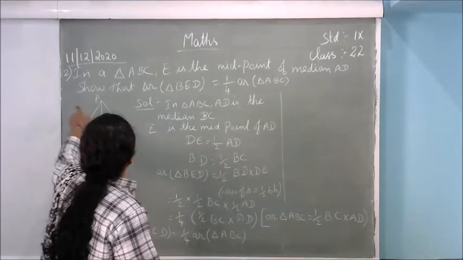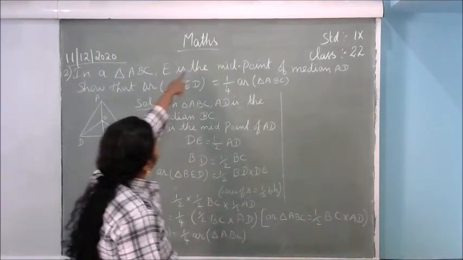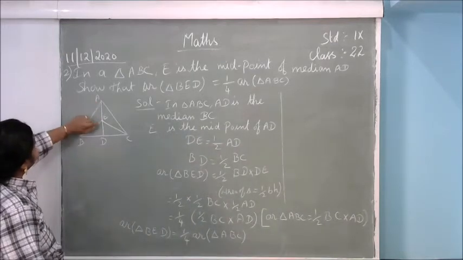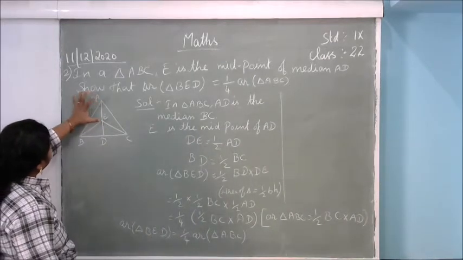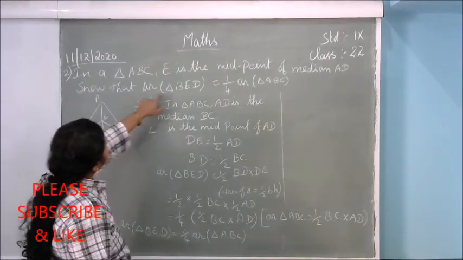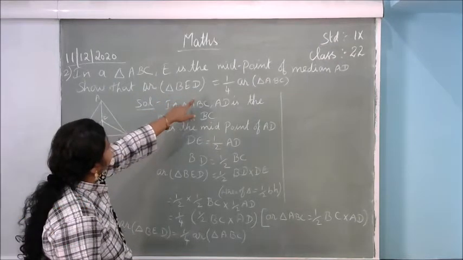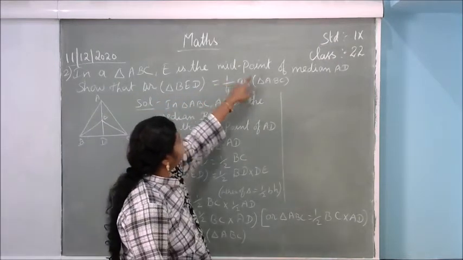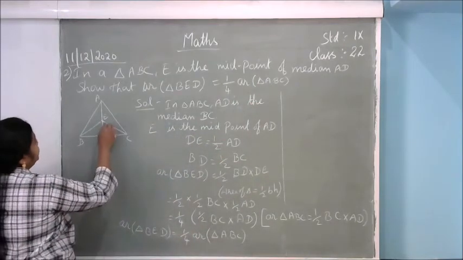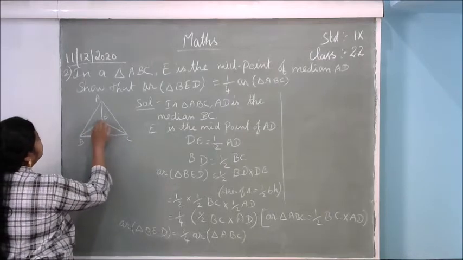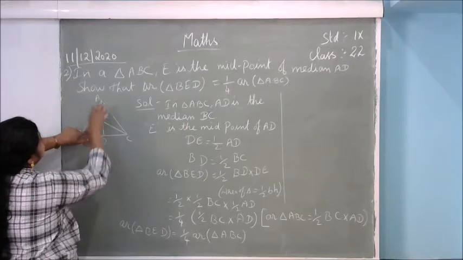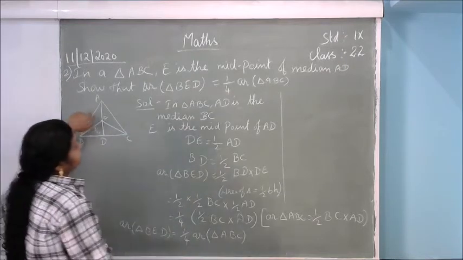The second sum: in the triangle ABC, E is the midpoint of the median AD. So E is the midpoint of AD. That means, see this measurement and this measurement, both are equal. Show that area of triangle BED is equal to 1/4 of area of triangle ABC. That means triangle BED is 1/4 part of this ABC triangle. You have to give the proof.